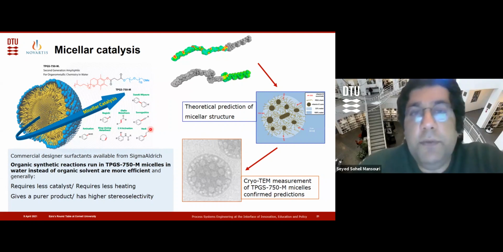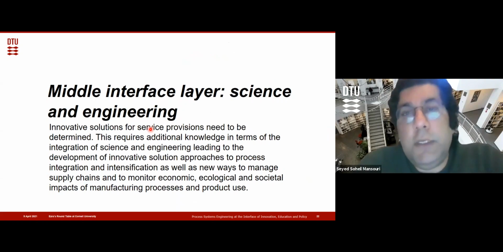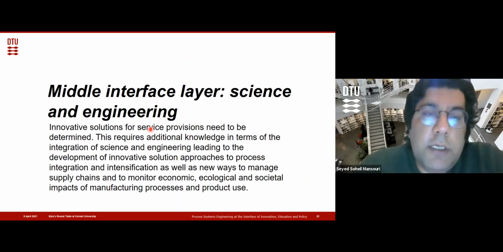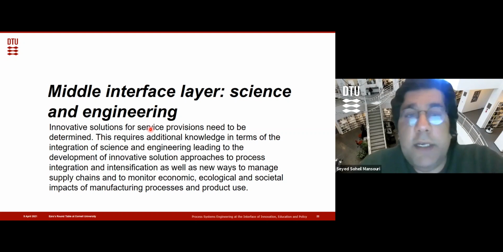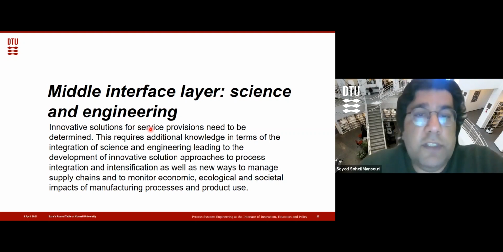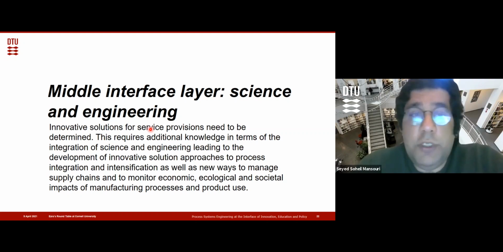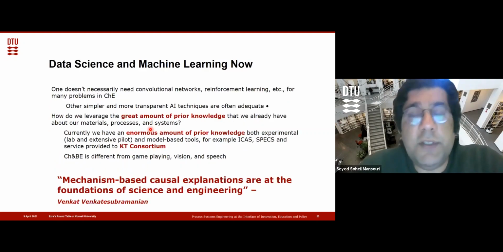So these are a few examples at the core chemical engineering layer. Now I will give some examples of how we try to combine these core fundamentals within the middle interface layer, where science and engineering come together. Innovative solutions for service provisions need to be determined at this middle interface layer, and this requires additional knowledge in terms of integration of science and engineering, leading to development of innovative solutions and approaches to process integration and intensification. One of those approaches is data science and machine learning.